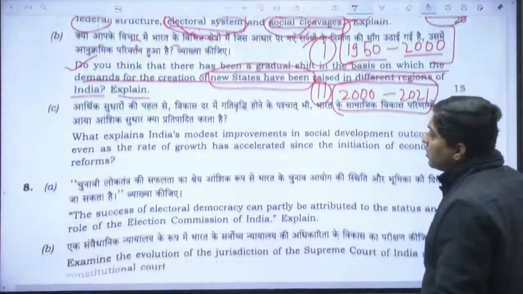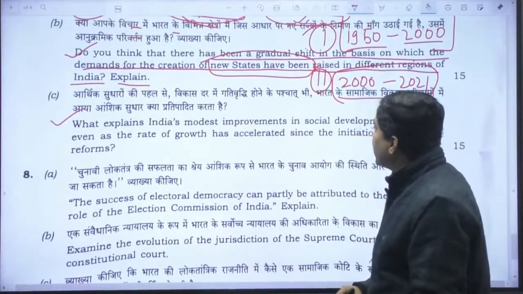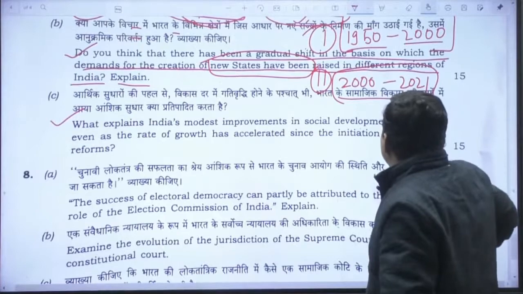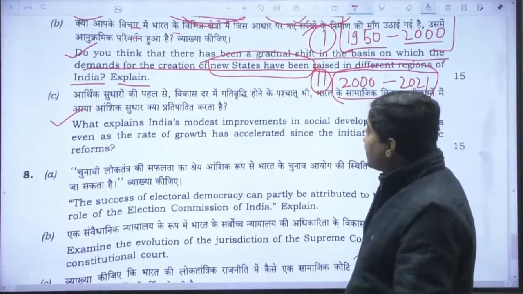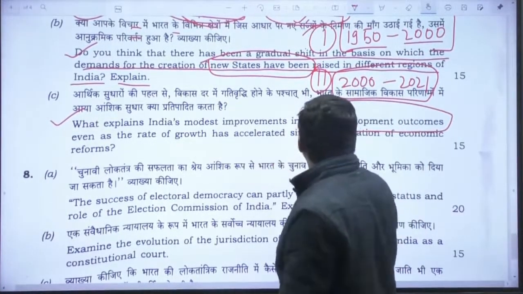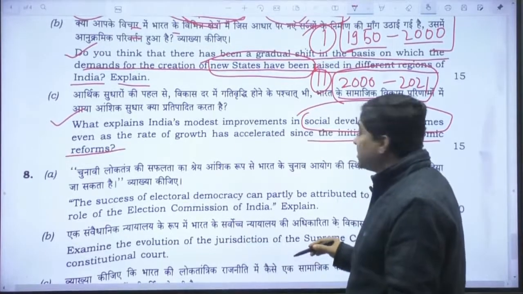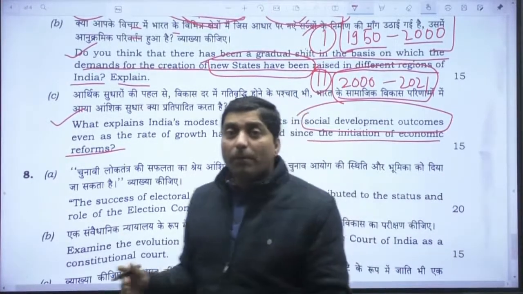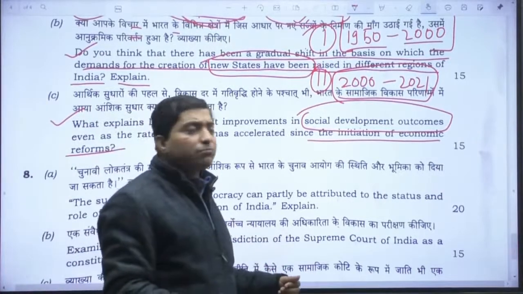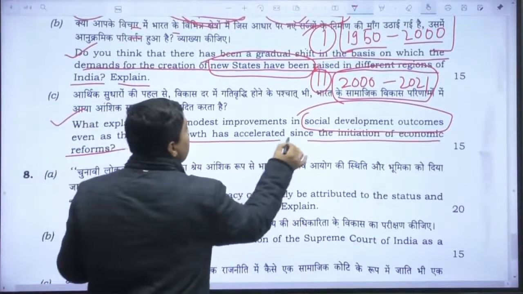Now, here the question is 7C, and it asks what explains India's modest improvement in social development outcomes as the rate of growth has accelerated since the initiation of economic reform. Now, it is asking about the social development outcome since the initiation of economic reform. Economic reform was initiated in 1990. India's economy was opened to the world, right? And lots of opportunity and lots of business came to India. That was the reason the growth has accelerated, right?